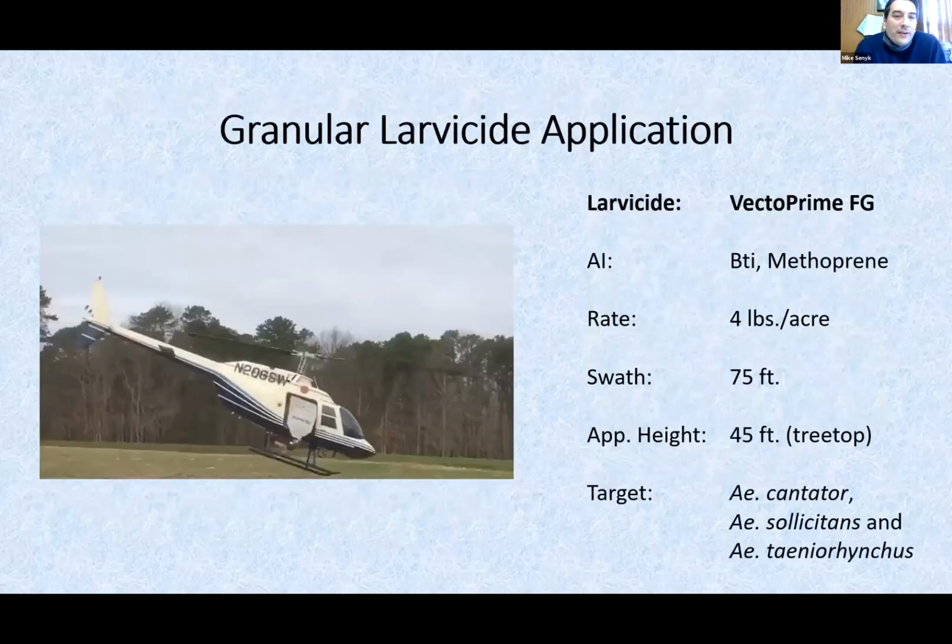Moving along to granular larvicide application. The larvicide we're using for this is Vectoprime. The active ingredient is BTI and methoprene. And we're spraying this at a rate of 4 pounds an acre. We're getting a swath of 75 feet out of this. And our application height is about 45 feet. We call that treetop level. Here we're targeting all 3 species, Aedes cantator, sollicitans and taeniorhynchus.